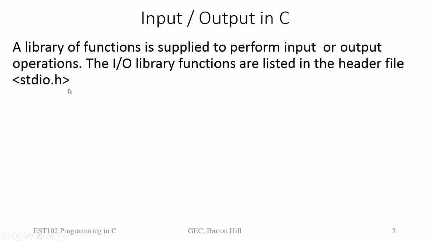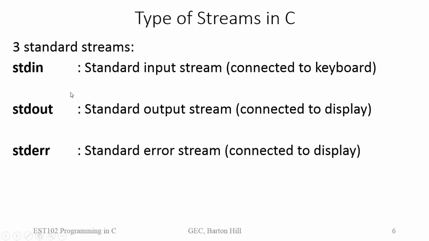We have a library of functions to perform input or output operations, and these IO library functions are defined in the header file stdio.h. Now we will see different types of streams in C. There are three standard streams. The first one is stdin, which stands for standard input stream, connected to the keyboard. This stdin is the stream in C which accepts data into the program. Then we have stdout, the standard output stream, which gives the output. Usually it is connected to the display.